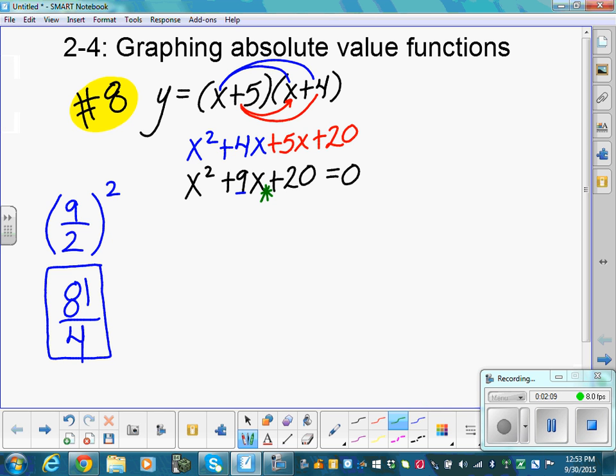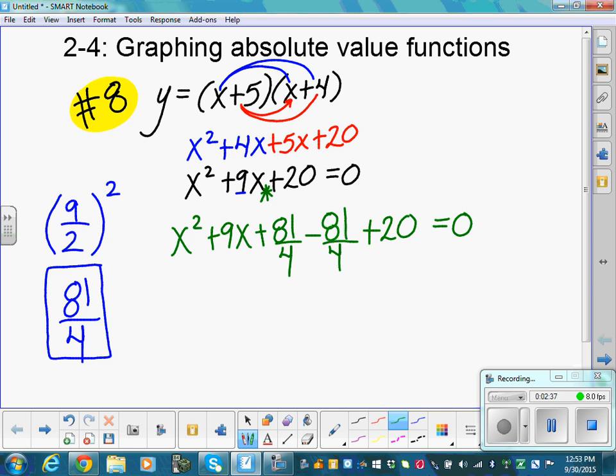So we're going to add our fancy 0. So we have x squared plus 9x, and then we're going to add our square. So plus 81 fourths. Now if you add 81 fourths, you've got to subtract 81 fourths so that we're really just adding a fancy 0. Otherwise, we'd be changing the problem. And then we still have our plus 20. All right, which is equal to 0.